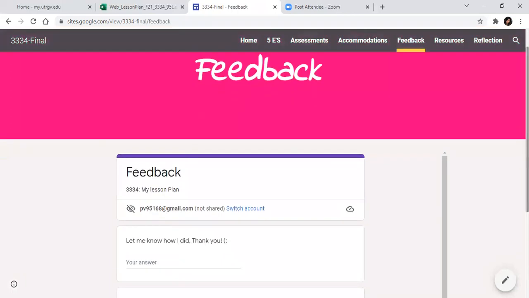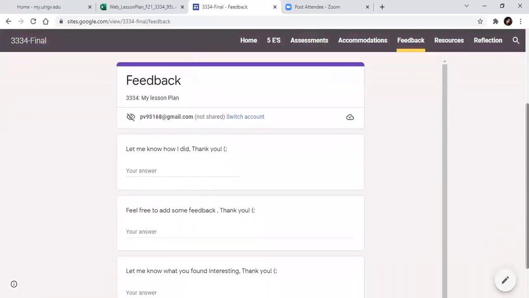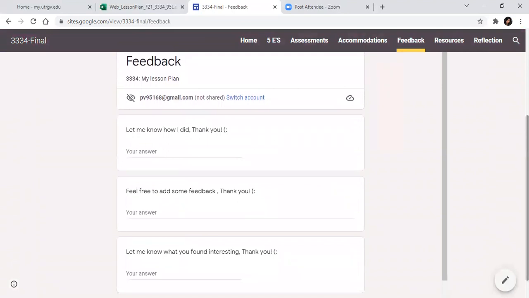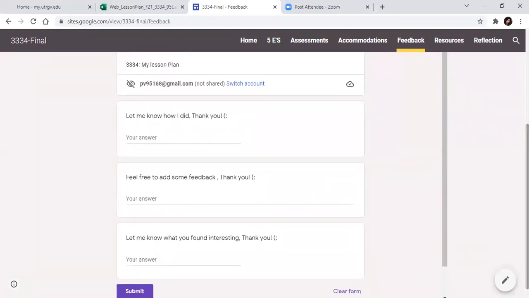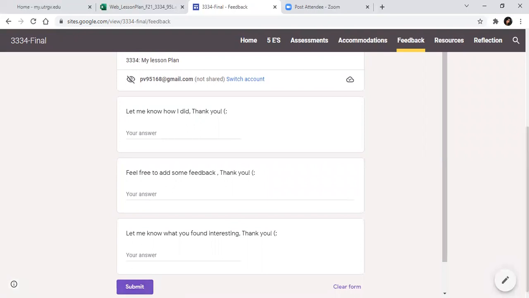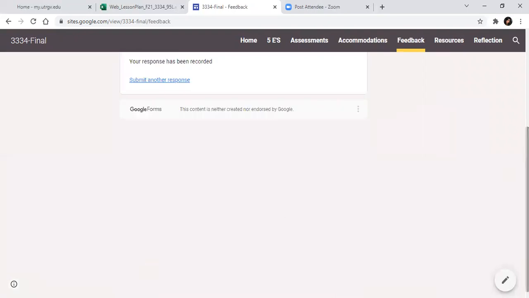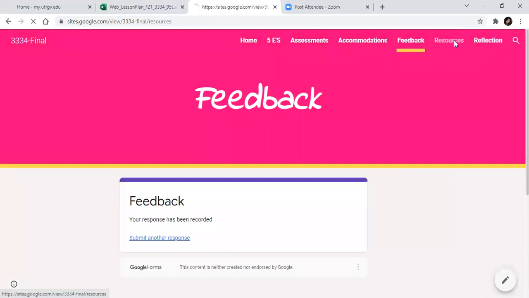So for my feedback, I went ahead and included a template. There will be 3 questions listed there. You can choose any question you would like, and I will be able to see your answer. So these are the 3 questions. Let me know how I did. Feel free to add some feedback or let me know what you find interesting. And this will be on my behalf. I will have access to your response. And you can just go ahead and submit it by clicking the submit button.